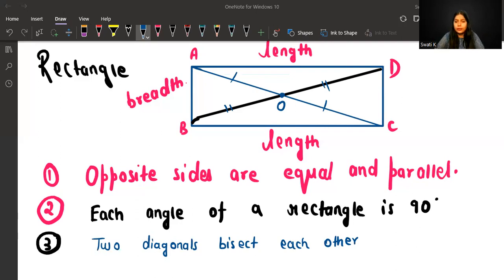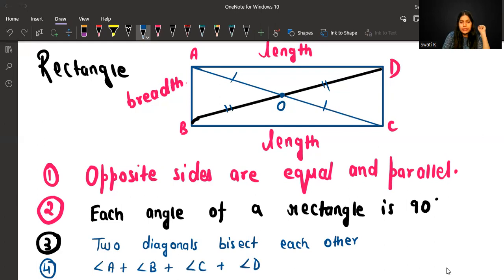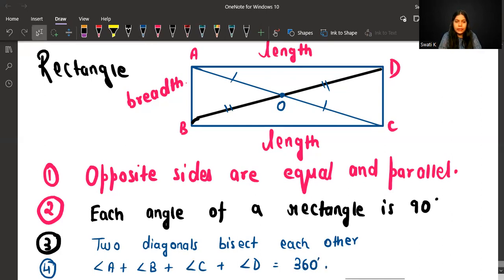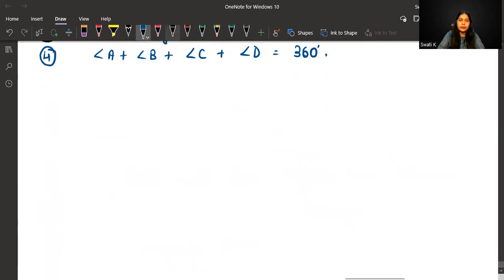Now next, talking about the next property, which I'm not going to write down for the rectangle, because I have already discussed that the sum of all the angles is going to be 360 degree only. So I'll just write it because that is something very important. So I'll just repeat this: angle A plus angle B plus angle C plus angle D is 360 degree. All right, that is it for the rectangle. Now we can go to the next, that is square.